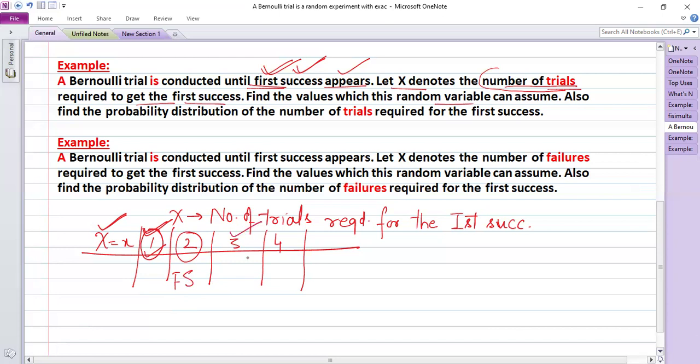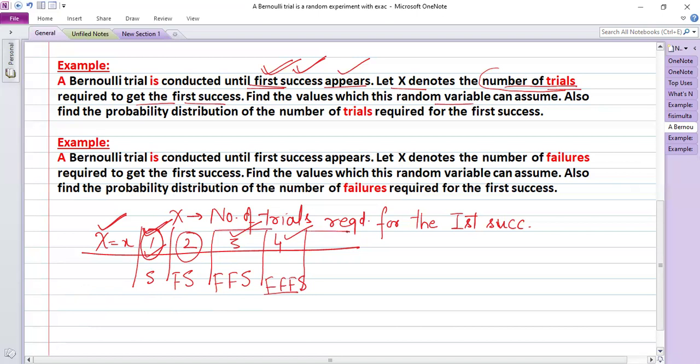What is the meaning of X3? In the first two trials, I got failure. In the third, I got success. What is the meaning of X4? That I got three failures in the first three trials, and in the fourth, I got success. So here it should be success only. Okay, so this is the meaning.